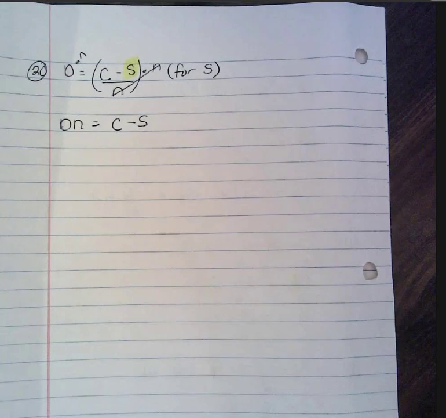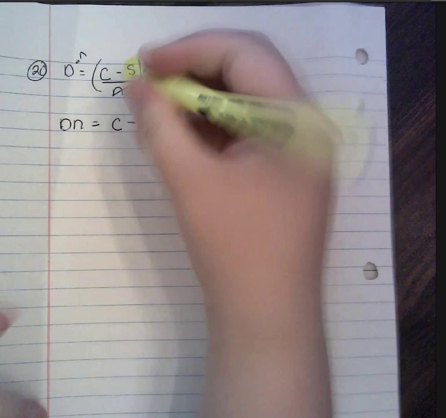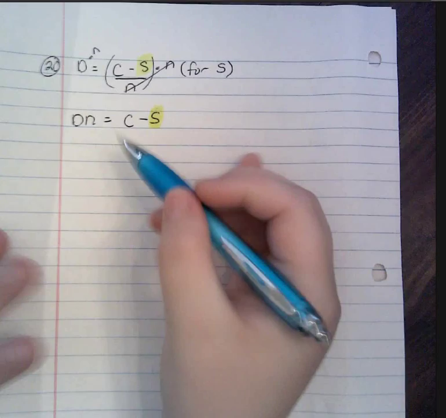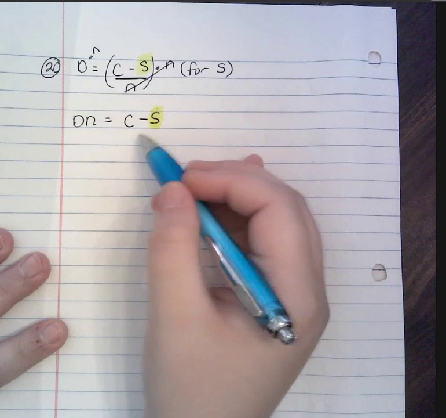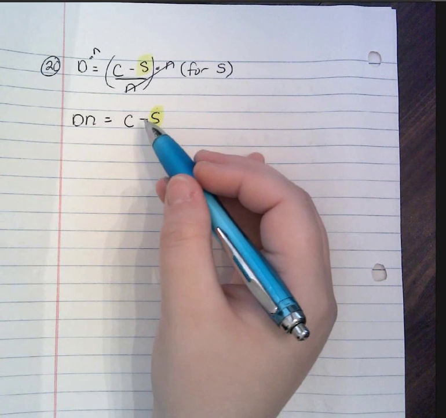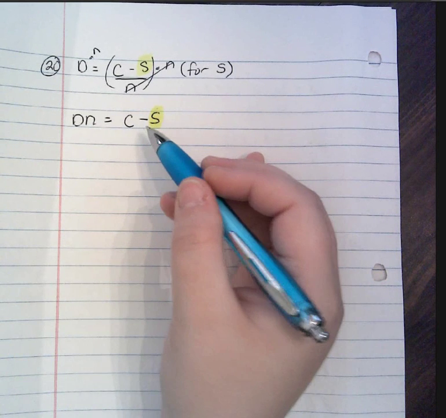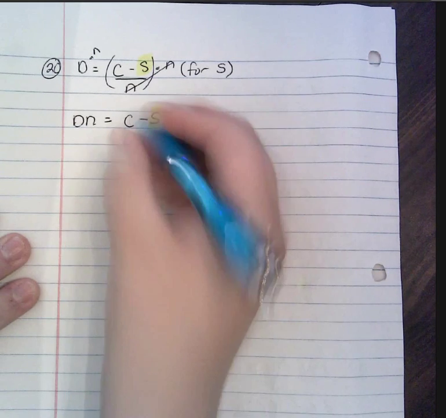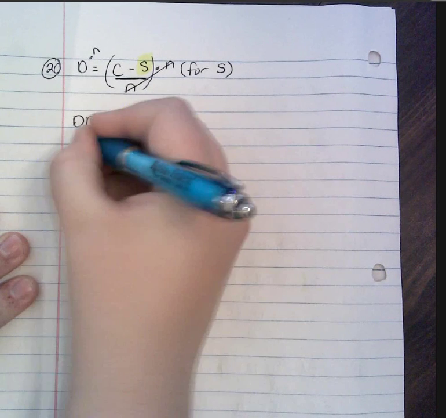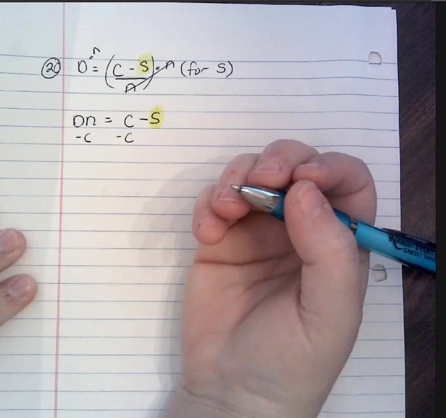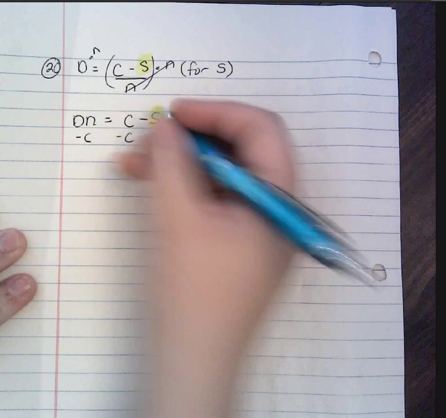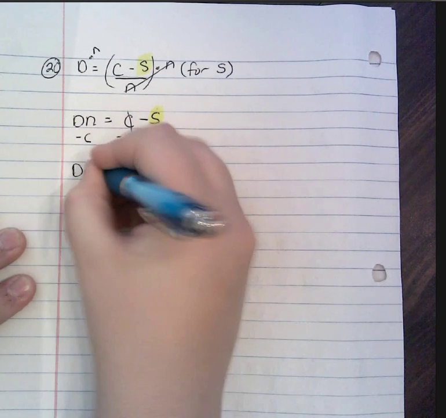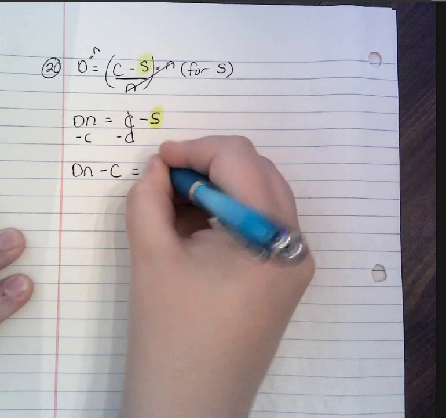So we're getting that s by itself. So this is c minus s. They're not being multiplied because they've got that subtraction sign in between. So we want to move that c by doing the opposite. So if this is a positive c, we're going to do a negative c on both sides to get this one to cancel out. So we get dn minus c equals negative s.